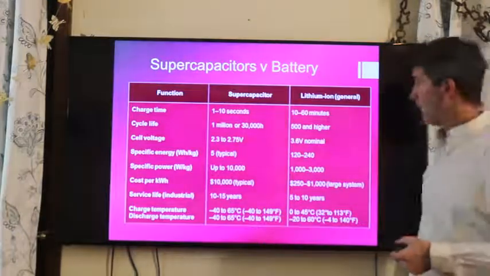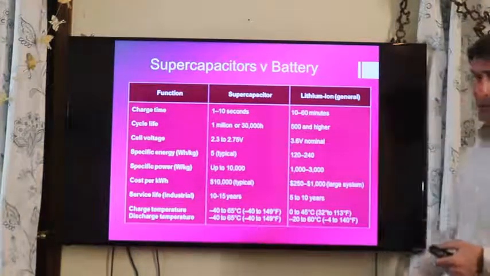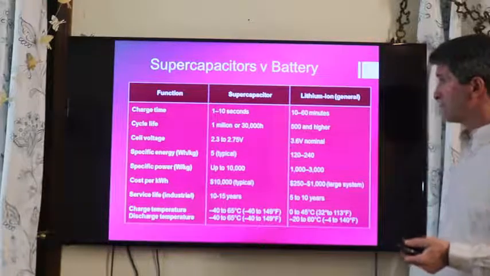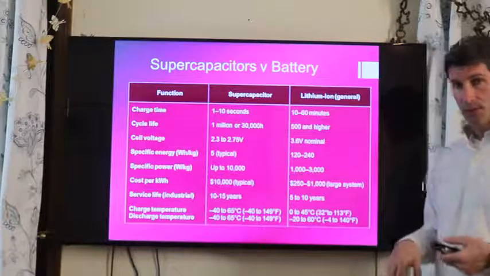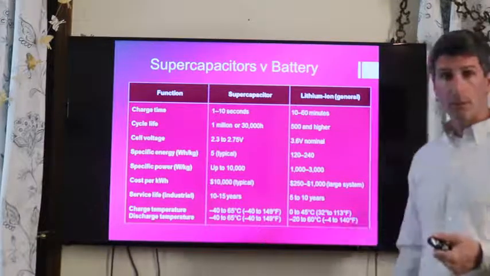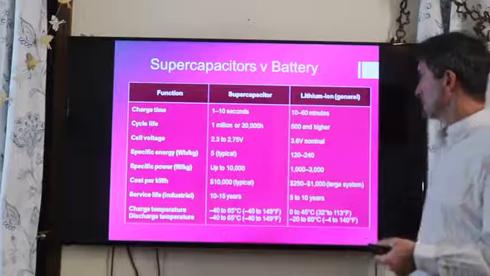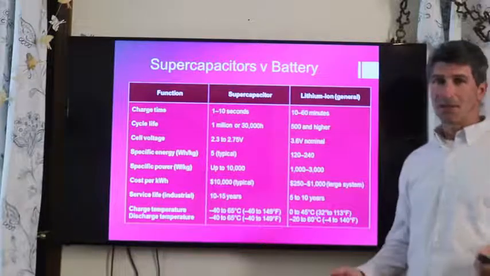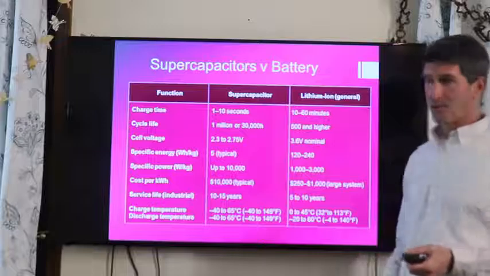Again, lithium-ion batteries, a great source of storing energy. It allows us to store electrical energy in the form of chemical energy, but their charge times can be quite long. Here it says 10 minutes to 60 minutes. I have an electric car. It takes hours to charge that thing.